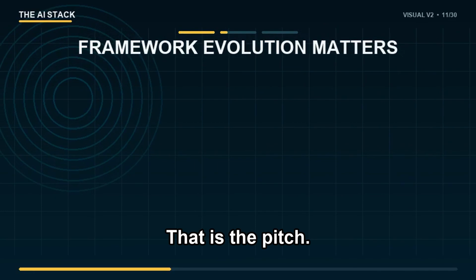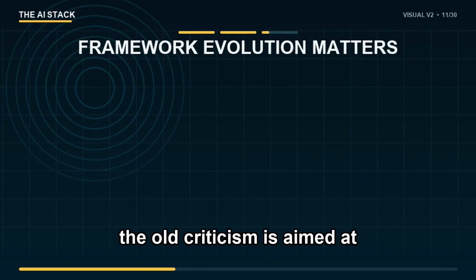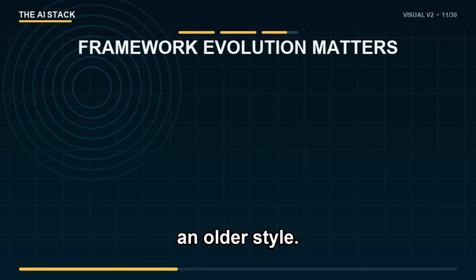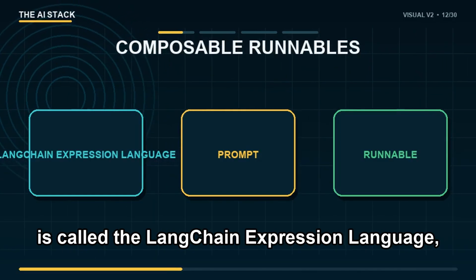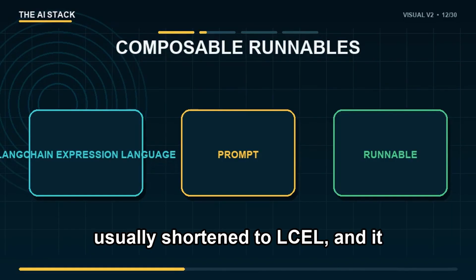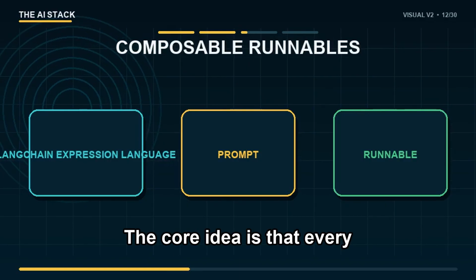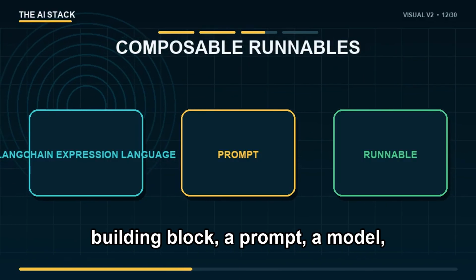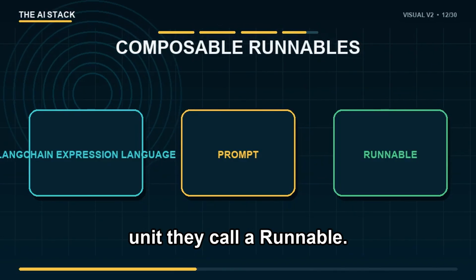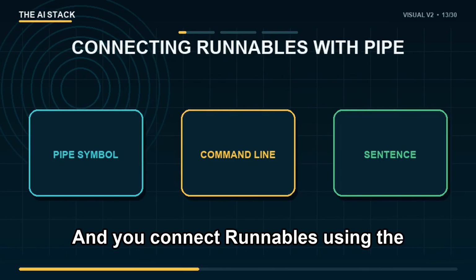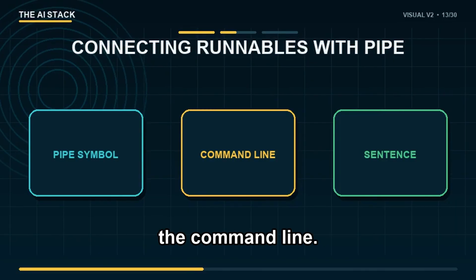That is the pitch. Now, the framework has evolved, and this matters because a lot of the old criticism is aimed at an older style. The modern way to use LangChain is called the LangChain expression language, usually shortened to LCEL, and it is genuinely elegant. The core idea is that every building block, a prompt, a model, a parser, is a standard composable unit they call a runnable. And you connect runnables using the pipe symbol, the vertical bar, the same pipe you may know from the command line.